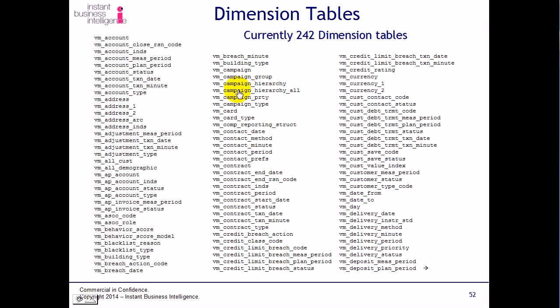campaign group, campaign hierarchy and the campaign hierarchy all, campaign priorities, campaign types, such as email, post office or real mail, letter drop, telephone calls, VM cards for the different card types, credit cards, and then the card types, company reporting structure, which is very important, contact date, contact method, contact minutes, contact preferences, then contracts, the definitions of contracts, the contract end reason code, contract indicators, contract start dates, contract statuses, contract type, credit breach action.